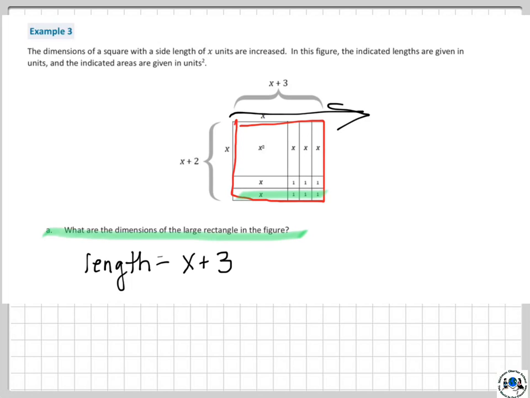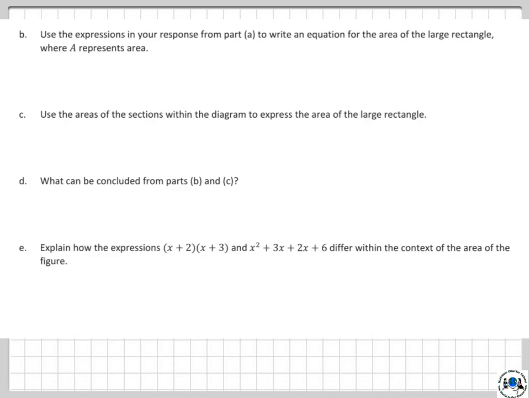You have x plus 3. You have an x here, and then you have 1, 2, 3 there, x plus 3. Now width is going to be x plus 2, and that is shown that way. x plus 2 there. So this whole thing, and you can see we also have the x plus 3 right there. So we have our length and our width.